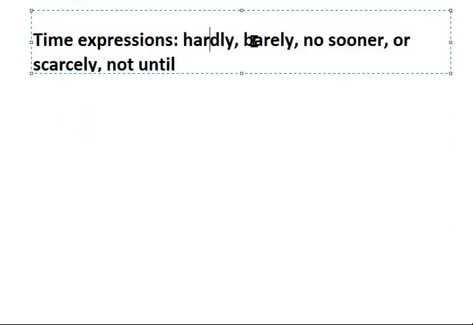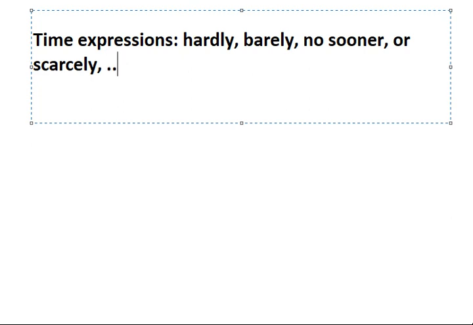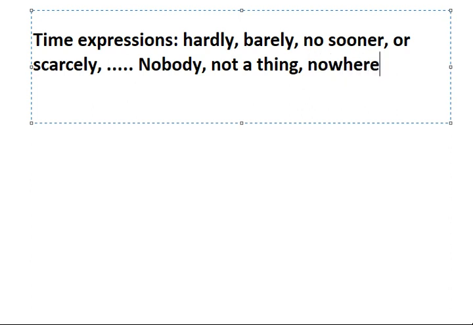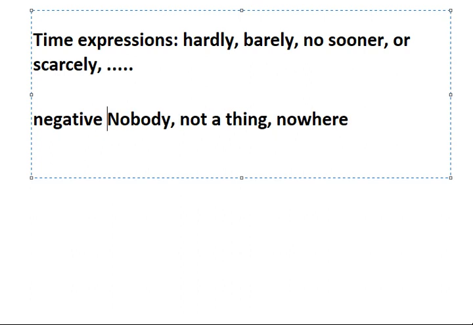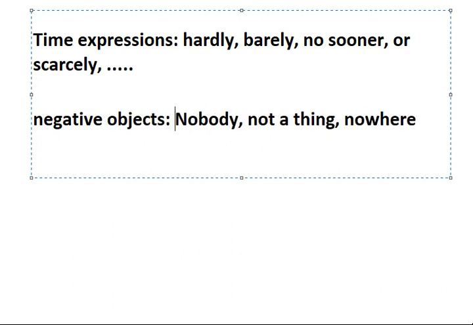Time expressions like hardly or barely, no sooner or scarcely, but I'm not going to include not until in this group, okay? I can also use negative complement, negative objects like nobody or not a thing. I can even use adverbs of place, but they have to be negative, like nowhere. So I can use time expressions and I can use negative objects in the beginning of my sentence.